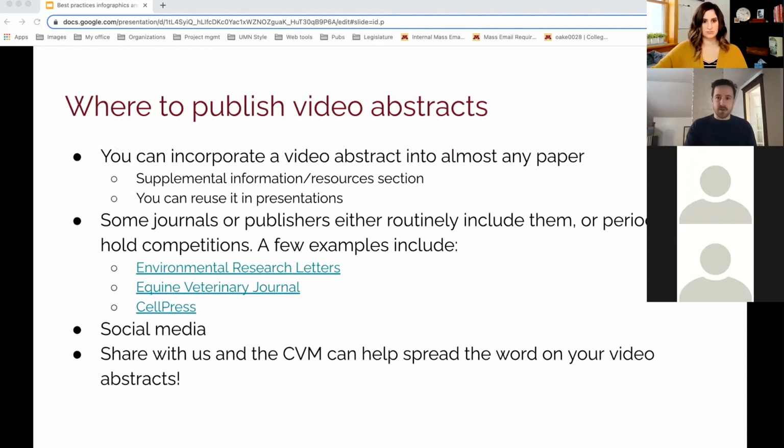So where to publish video abstracts? As we discussed, a lot of journals are making this an option, and some of them, I think, require or ask for a video abstract for every publication. So feel free to ask the journal whether that's something you can include if it's unclear. Again, it helps both you and the journal to promote science and be more open about science.